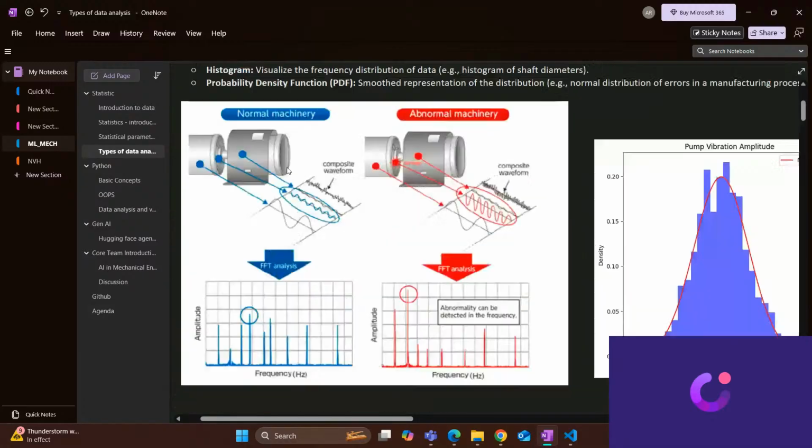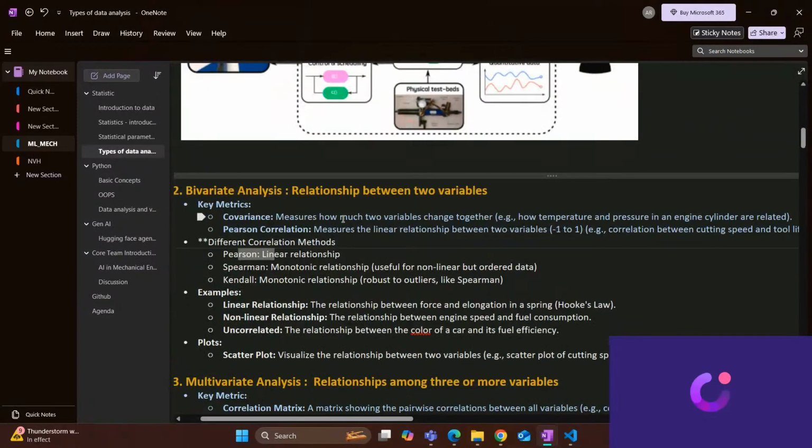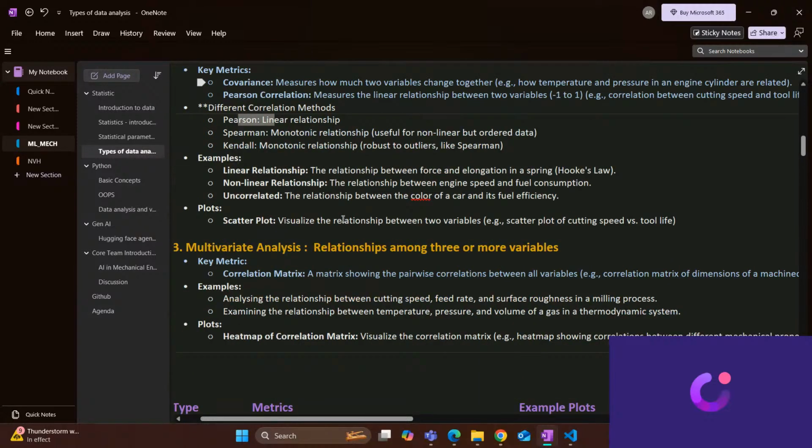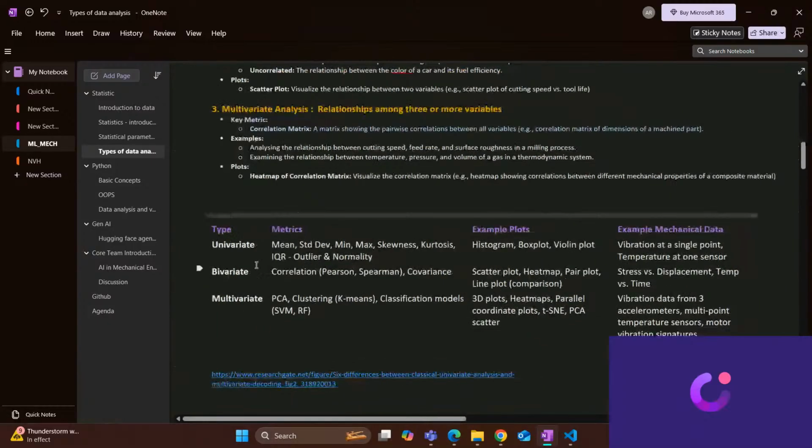So we'll have to go step by step. First, you analyze individual parameters, try to understand the statistical parameters out of that, get the inference out of that, then go on to understand how each parameter is behaving with respect to the other one, and then you can go to a higher dimensionality with the multivariate analysis. So this is more of a summary for univariate, bivariate, and multivariate.